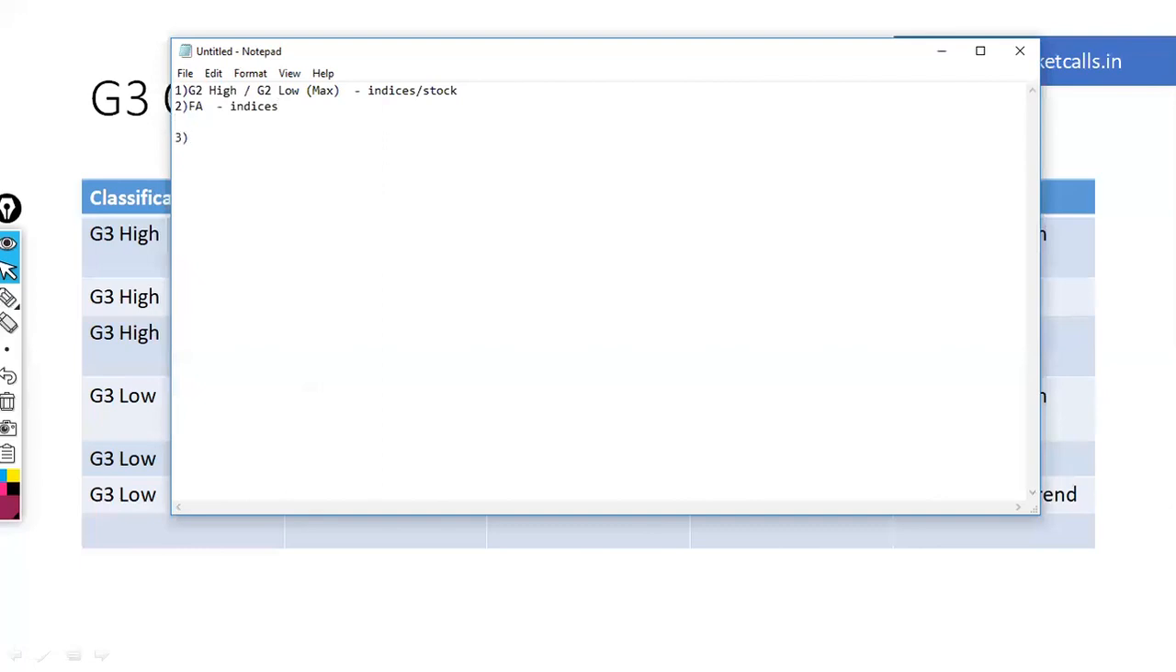Third is back-to-back point of control. A G2 high or a G2 low, or a G3 high, which is coming at a major swing high, gives positional trading opportunity. In terms of Nifty, it could be anywhere between 200 to 300 points. In terms of Bank Nifty, it could be anywhere between 500 to 1,000 points positionally.